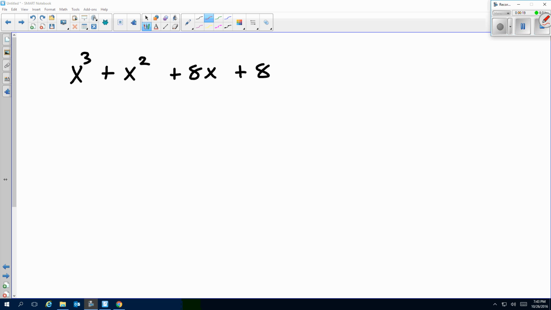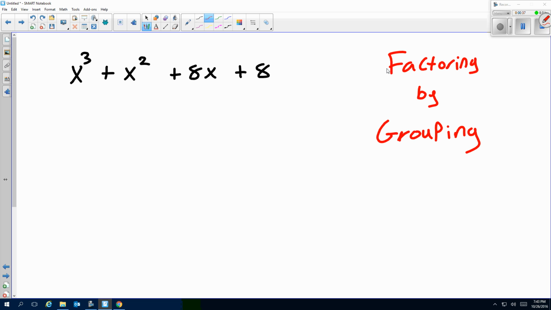So today we're going to look at what we call factoring by grouping. If you want to write that down, factoring by grouping. Group, as in like a group of factors. A group of anything, really. Factoring by grouping means exactly what it sounds like. We are going to group together a clump of terms.